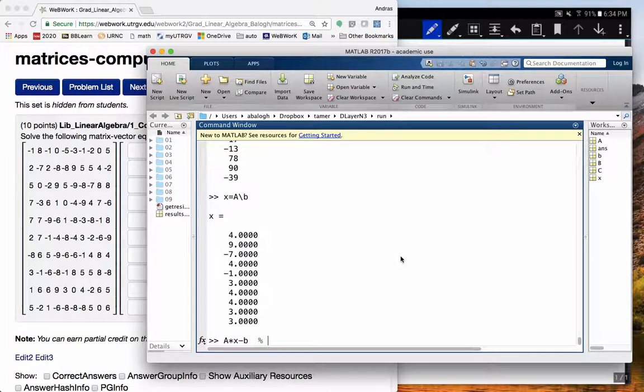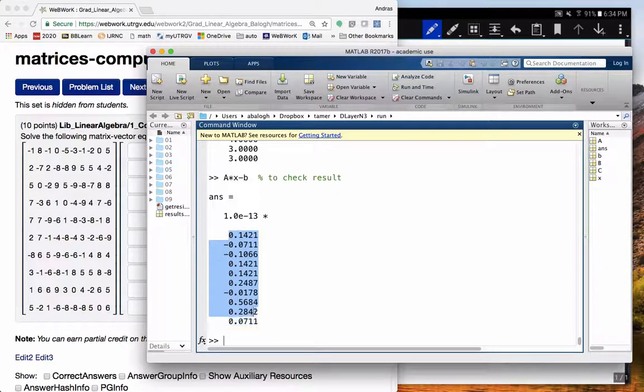By the way, the percentage sign creates a comment in your line. To check the result, we can check what Ax minus b is. What you see is that this is not 0, but some column vector with entries less than 1 in absolute value, multiplied by this scientific notation: 10 to the minus 13 times those numbers. So this is a very small number, but it's not 0.